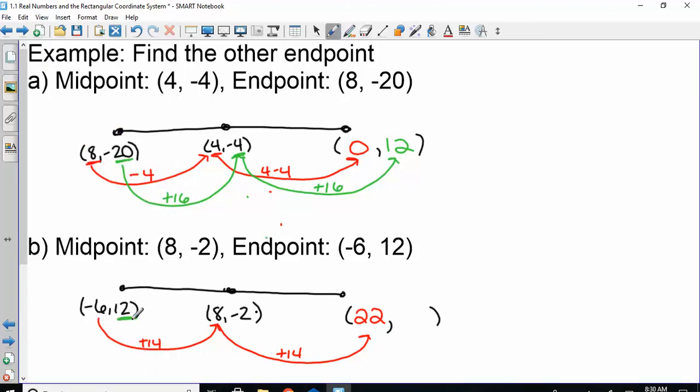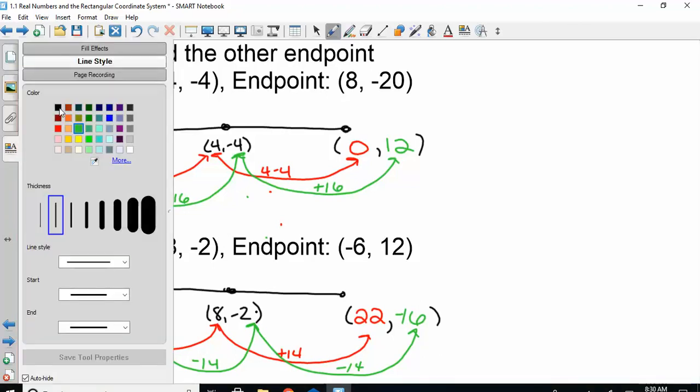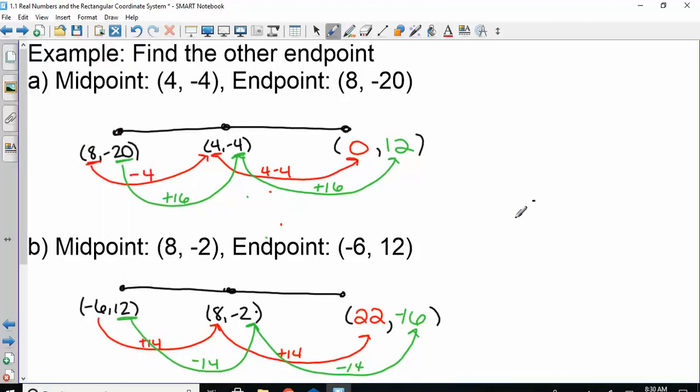What do you do to 12 to get negative 2? Subtract 14. So negative 2 minus 14, negative 16. And there we go. When you do it right, it does make a difference. So the answer is 22 and negative 16. All right. Any questions on this?